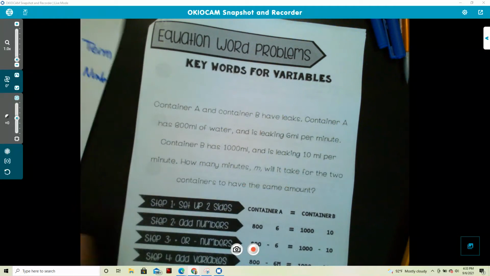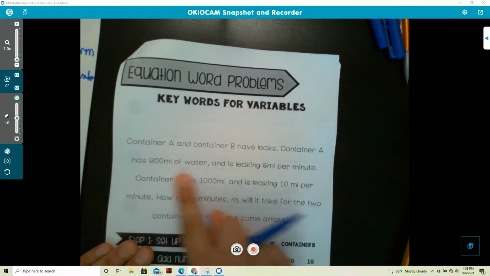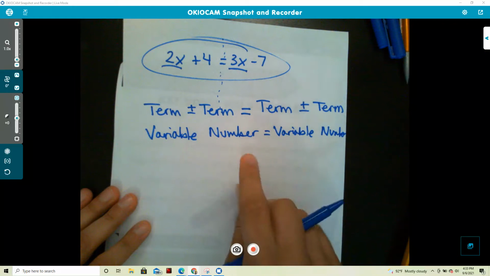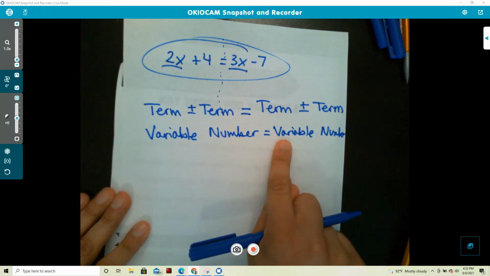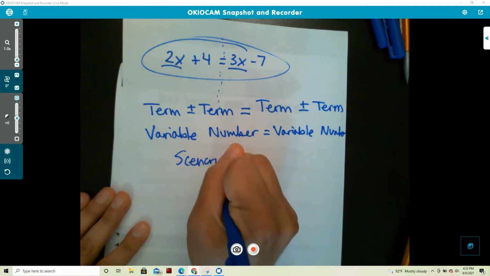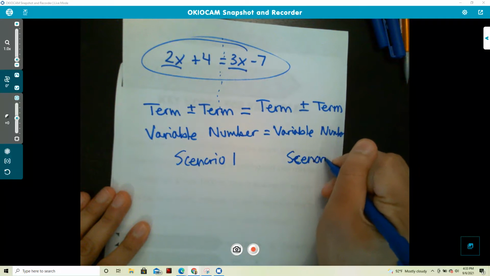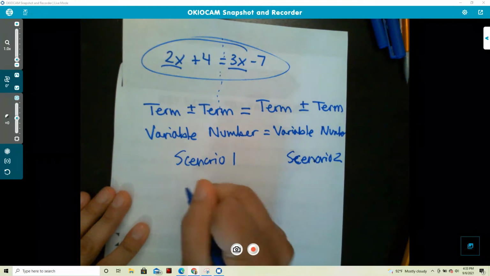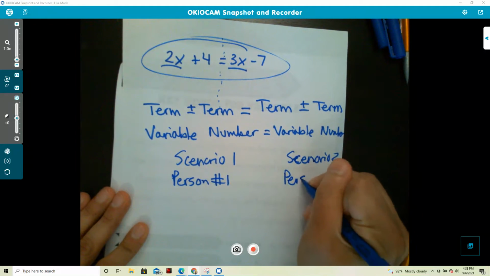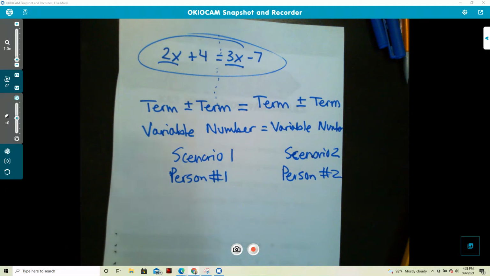So in equation word problems, you're going to have to look through the paragraph and see, okay, which one has a variable, which one has a number, which one has a variable, which one has a number. So there's going to be certain scenarios, such as scenario 1, scenario 2, or they're going to say person, like the first person, person number 2. So it's going to be comparing two different people or having two different scenarios.